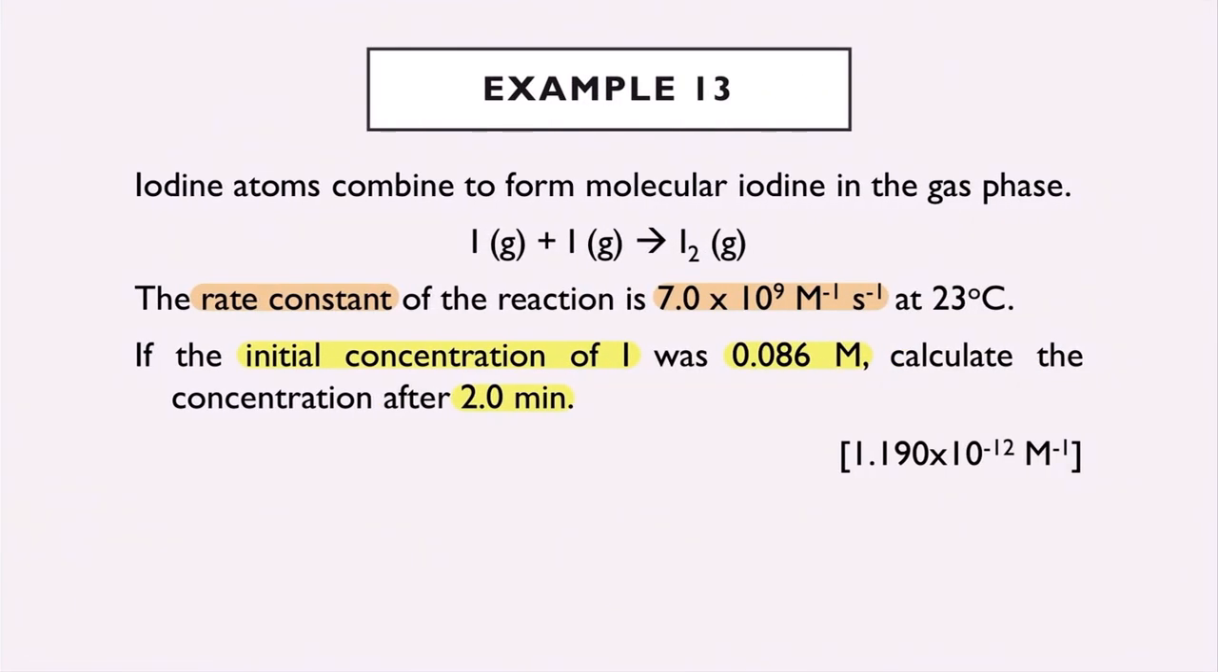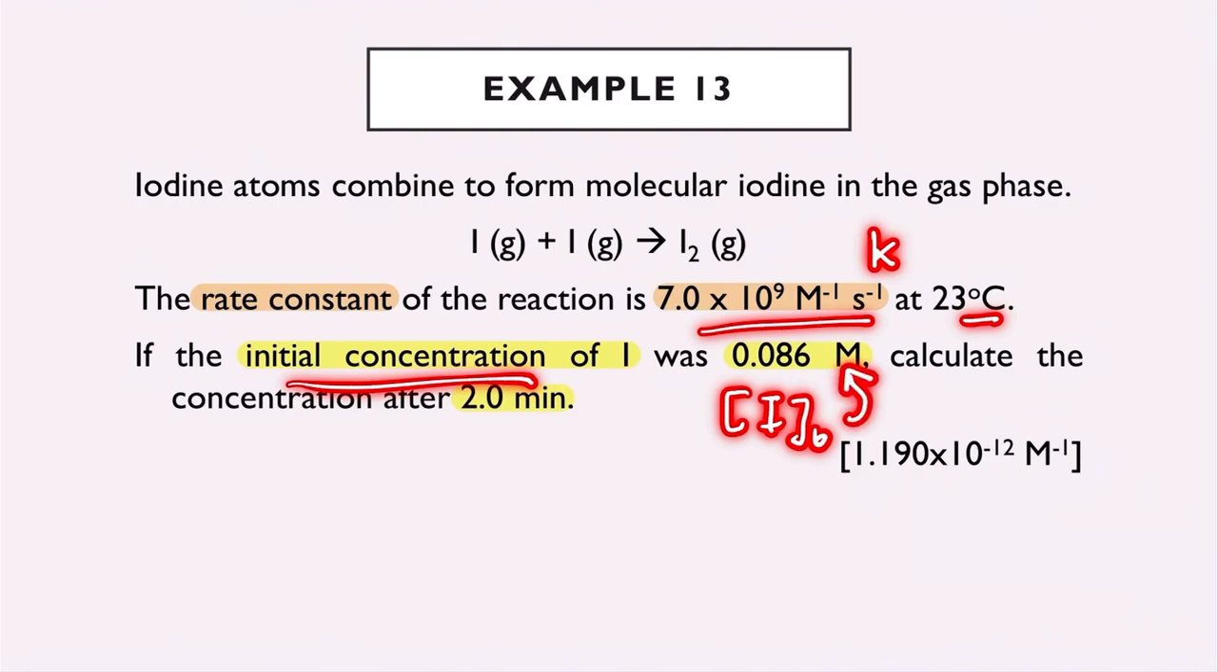Okay, for example 13, let's look at it. So iodine atoms combine to form molecular iodine in gas phase. The rate constant, meaning this is K, of the reaction is this at 23 degrees Celsius. If the initial concentration of I, meaning I naught, is this, calculate the concentration after 2 minutes. So this will be your time. Your time is 2 minutes. Alright. So what formula are you going to use?